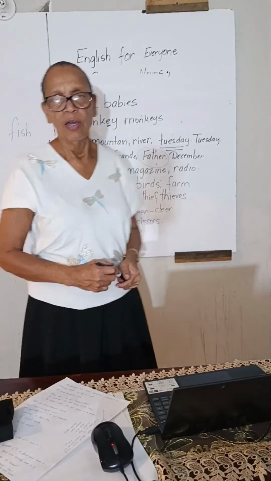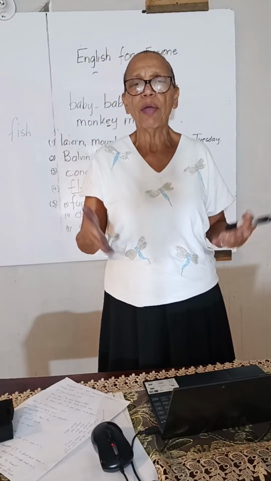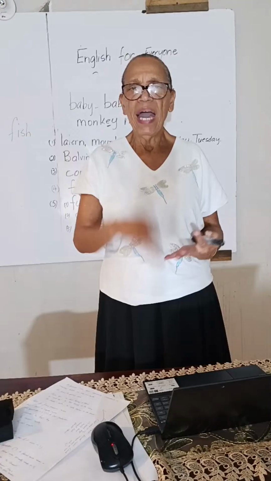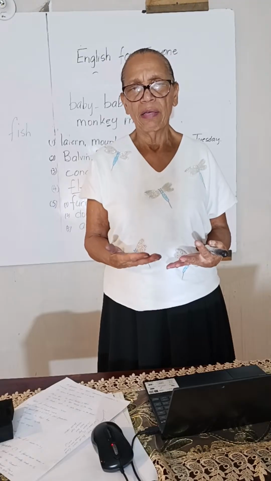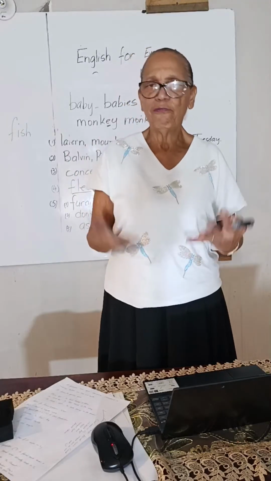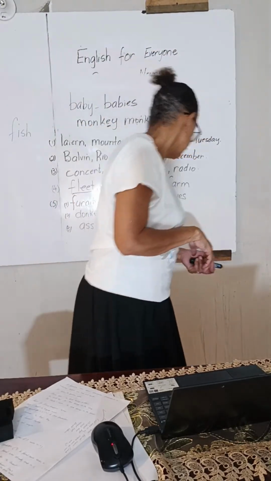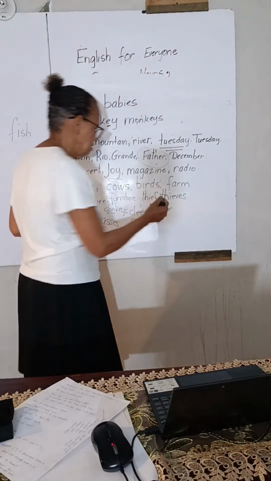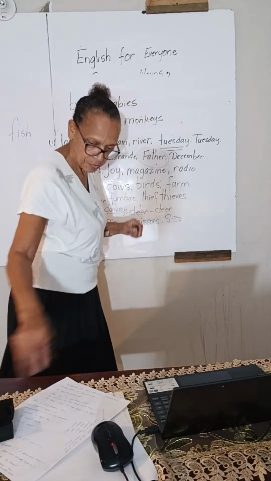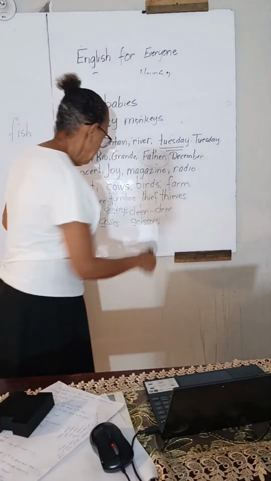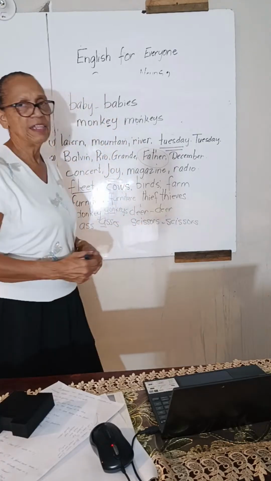Scissors. Scissors are always plural because you cannot use one part of the scissors. Scissors, pants, things that have to work together. They always remain plural. Pants, you cannot have one foot of pants. They always go together. All right? So these are scissors, same scissors.